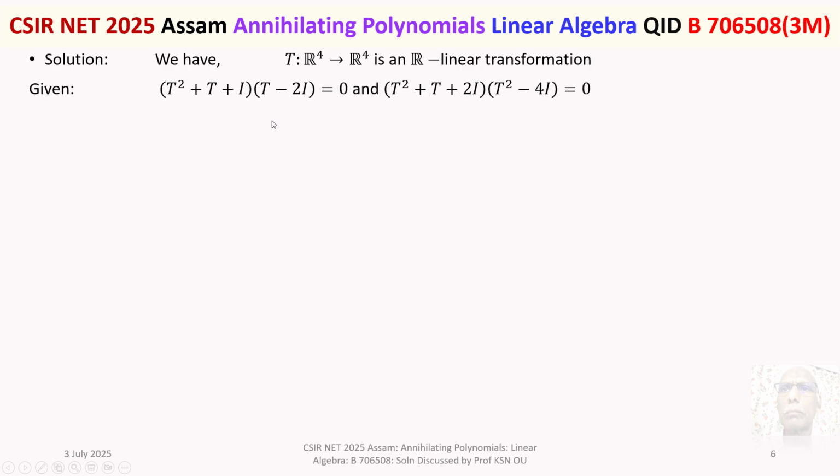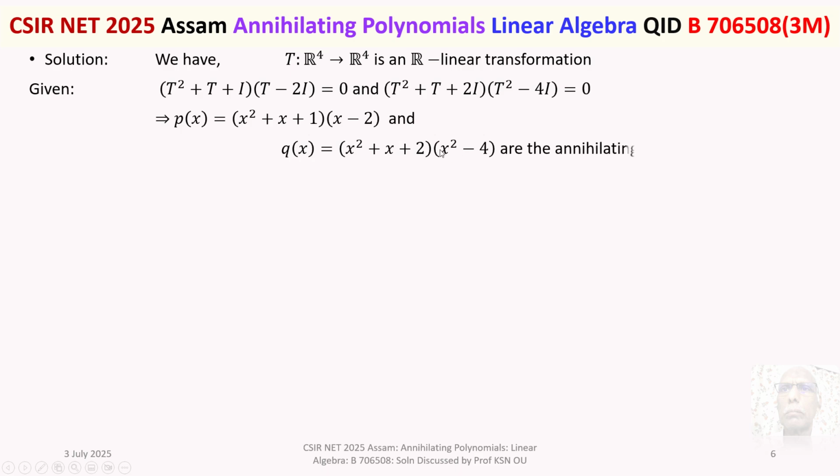The meaning of this is (x^2 + x + 1)(x - 2) is an annihilating polynomial of T, and (x^2 + x + 2)(x^2 - 4) is also an annihilating polynomial of T. That means, let's call this polynomial P(x) = (x^2 + x + 1)(x - 2), and Q(x) = (x^2 + x + 2)(x^2 - 4); these are annihilating polynomials of the linear transformation T.